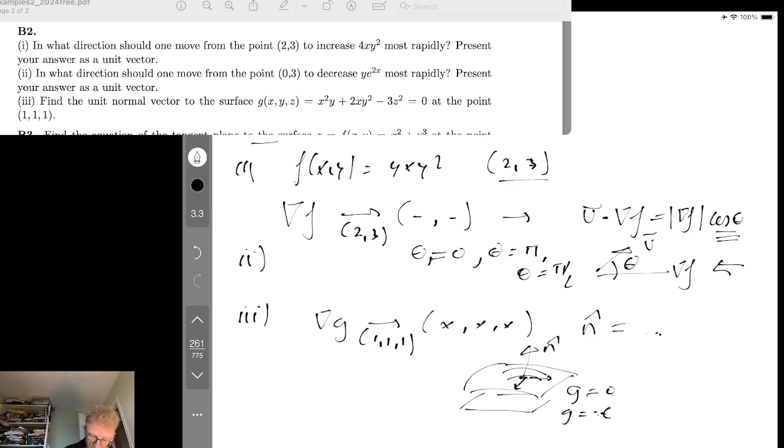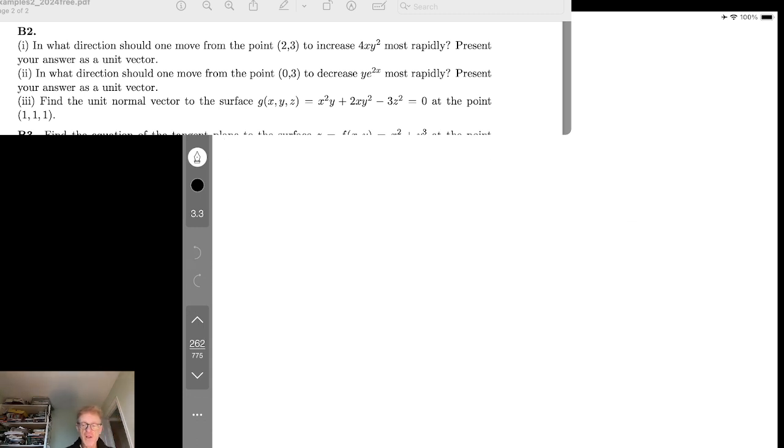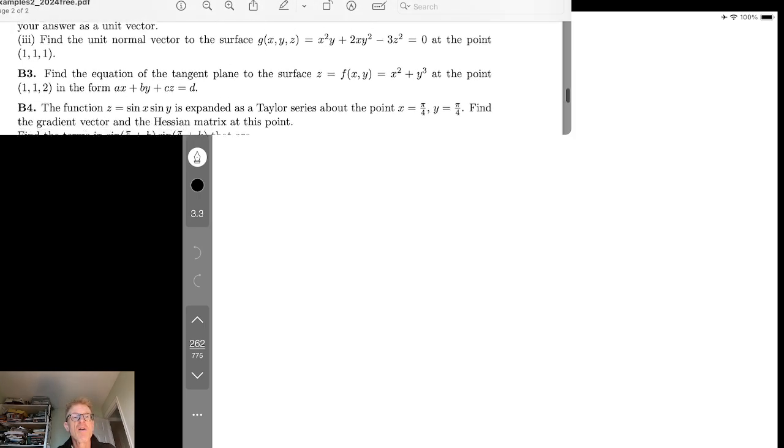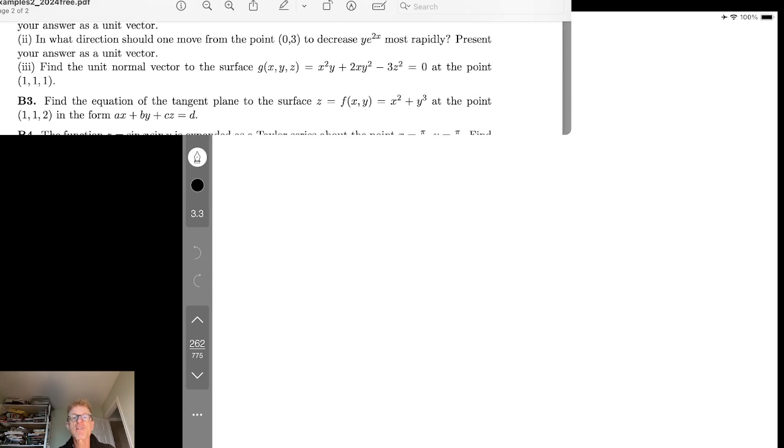So this is B2. B3. Find the equation for the tangent plane. This is B3. There we are, B3. Find the equation of the tangent plane to the surface z is f(x, y), where f(x, y) is x squared plus y cubed.